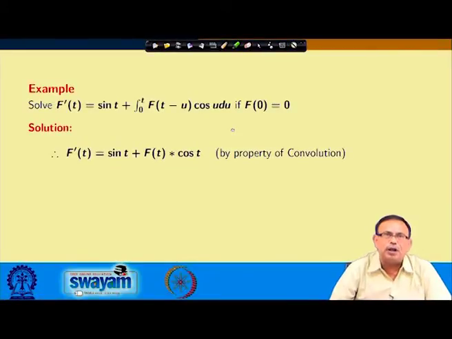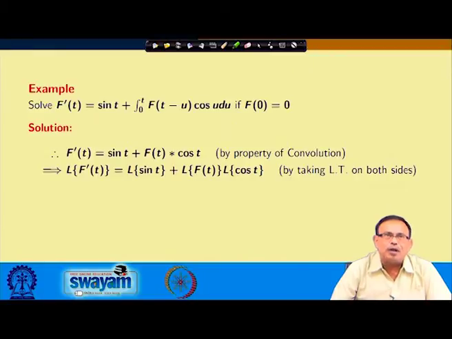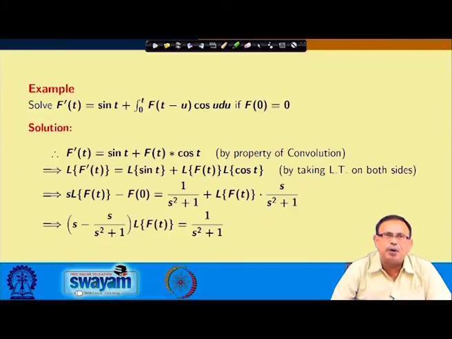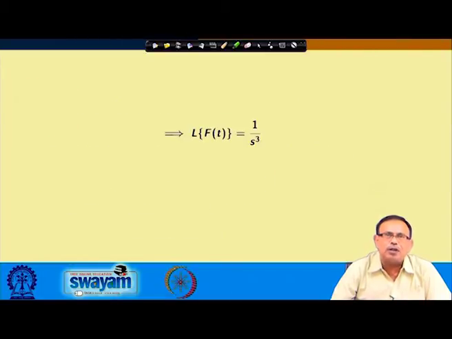So, the Laplace transform of f′(t) is this one. You substitute the Laplace transform of cos t, and f(0) is 0, so that you obtain the Laplace transform of f(t) equals 1/s³, and once I obtain this, f(t) is the inverse Laplace transform of 1/s³, which is nothing but t²/2. The value of f(t) is t²/2.